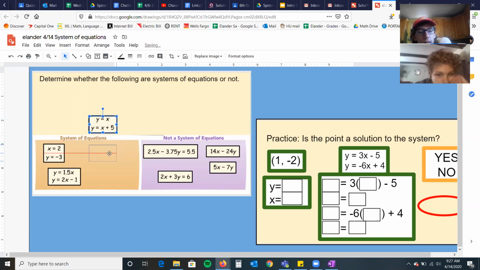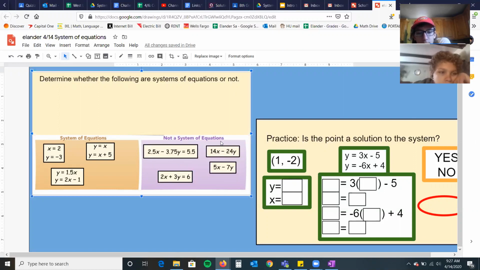We've got two equations here, y equals x plus 5. Again, two equations on this one. This one, it's got an x and a y, but it's only one equation. Same with this one, same with this one and this one. They're all only one equation, so they're not a system of equations. Okay, they might be a linear equation, but they're not a system.